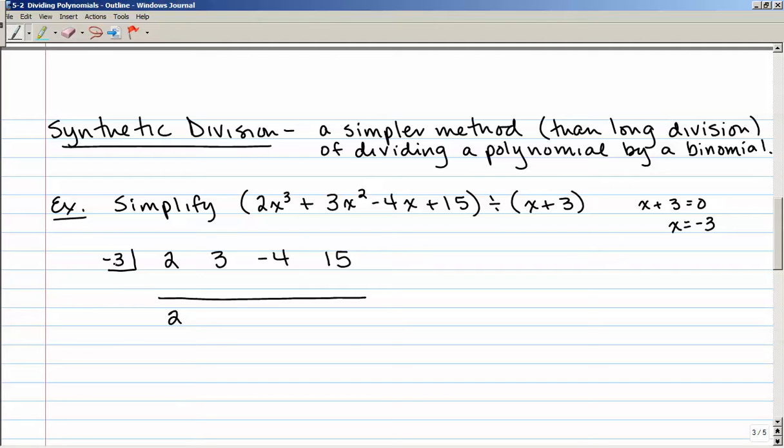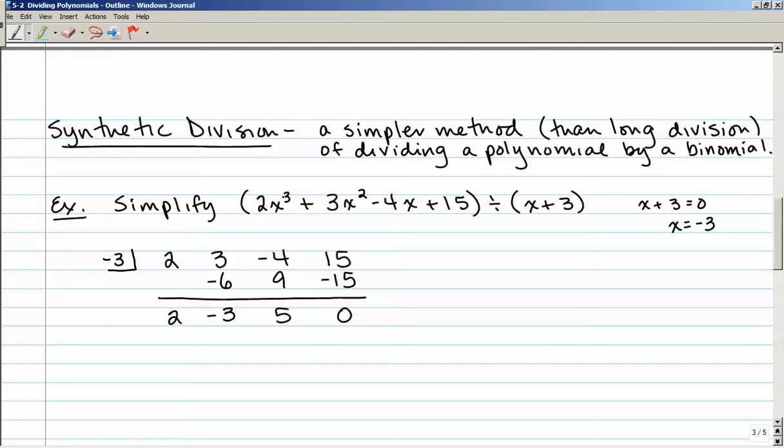Now I take the negative 3, multiply it by the 2, and I put that number here. So negative 3 times 2 is negative 6, and now I add these. That's going to give me a negative 3. Do it again. This negative 3 times this negative 3, put the answer there. Negative 3 times negative 3 is 9. I put a 9 here, and now I add. Negative 3 times 5 gives me a negative 15, and now I add.